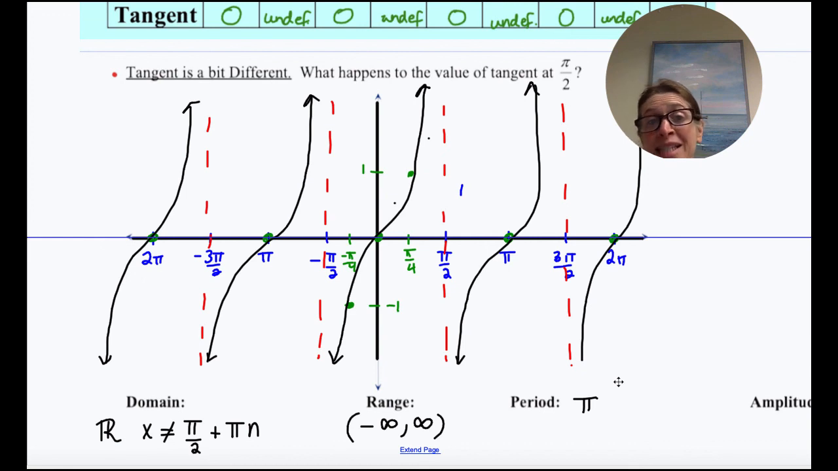Oh, and there's that word amplitude. Remember, amplitude is half the distance between the max and the min. So if this graph is going off forever, it doesn't have a max and a min, so therefore it doesn't have an amplitude. Okay? All right, guys, so that is the tangent function.